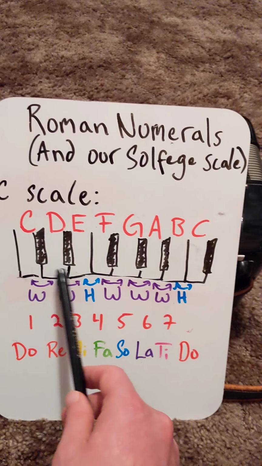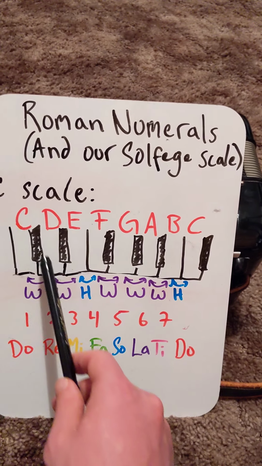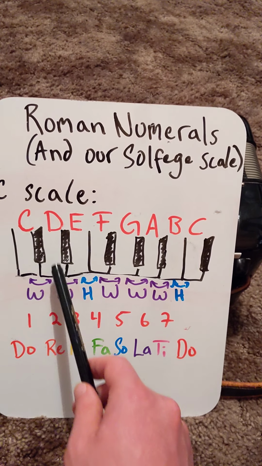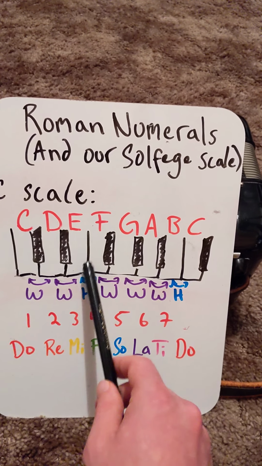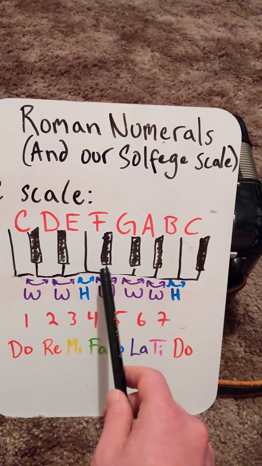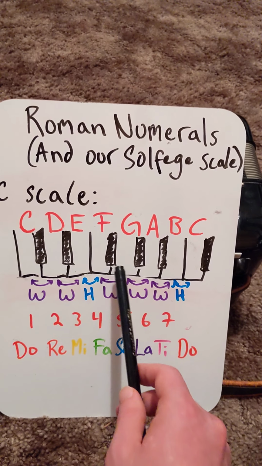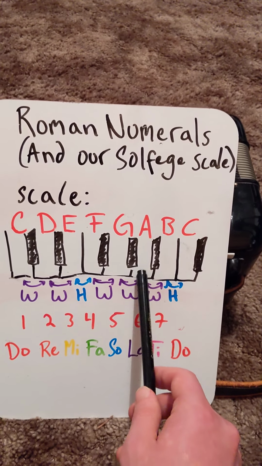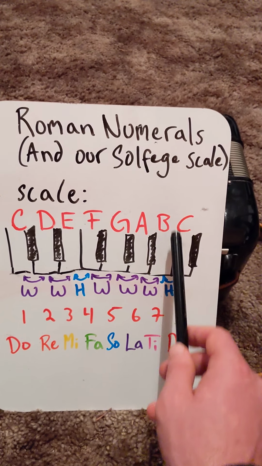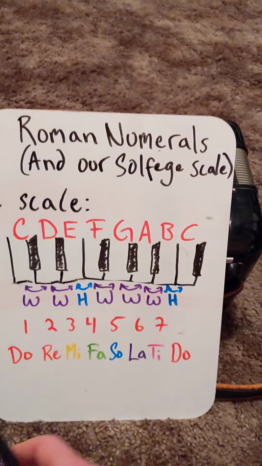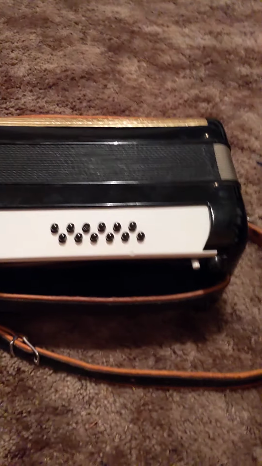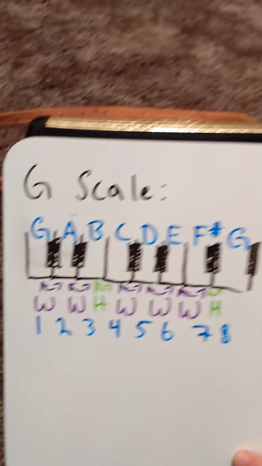So C to D, whole step because we're skipping the note here. D to E, whole step because we're skipping the note here. Then E to F, you'll notice, has no black key in between, so that's just a half step. And then from F to G, whole step. G to A, whole step. A to B, whole step. And then again, B to C, there's no black note in between, so that is just a half step. That completes our pattern.